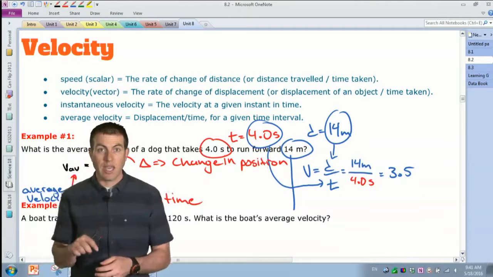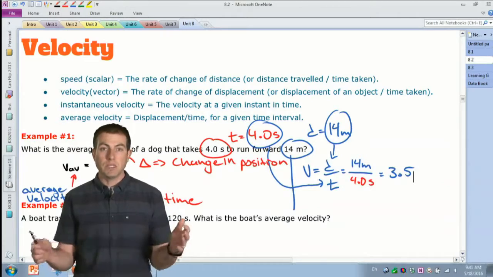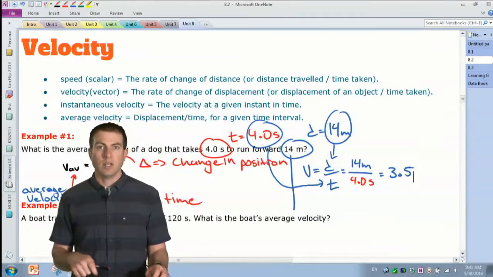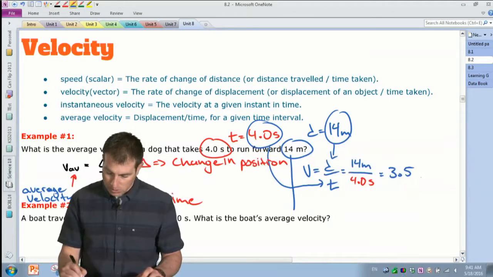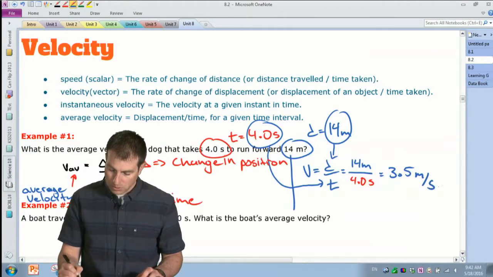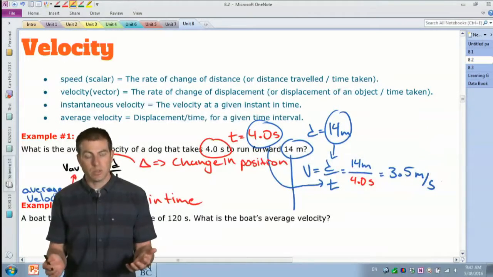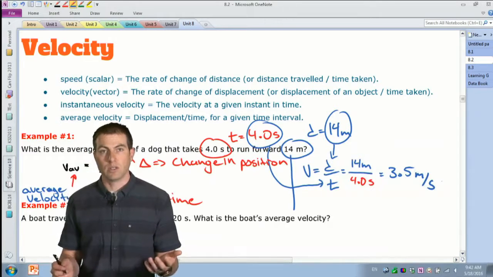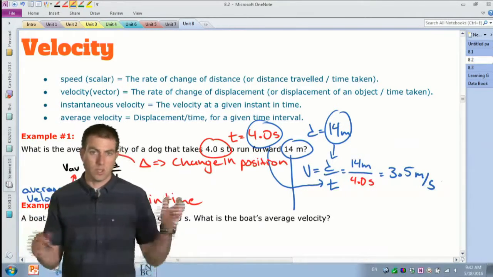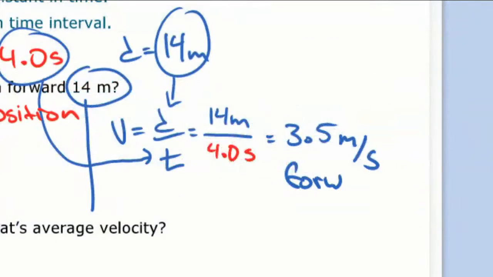Sometimes your units are going to cancel out, and there are whole parts of chemistry and physics completely based on canceling your units out. We've done a little bit of stuff in math based on unit cancellations, and that's what we're doing here. So meters per second, and then we included a direction. The only direction we were given in the question was forward. I don't know what direction is forward. Could be up, down, north, south, east, west. It doesn't matter. If the question says forward, I'm just going to write forward.